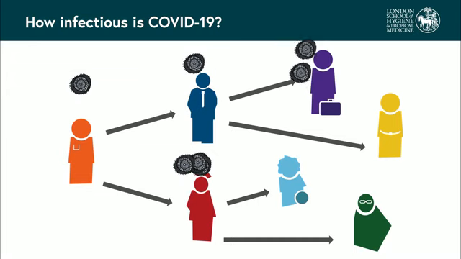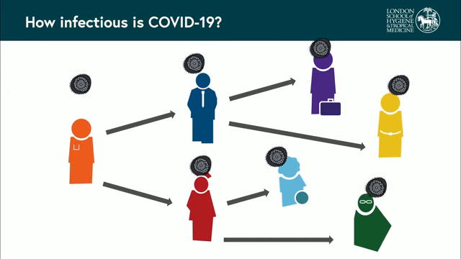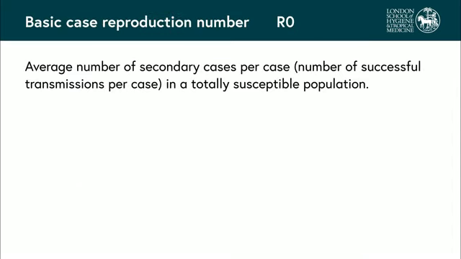those people transmits to two people. You can see that the numbers of people infected would increase quite quickly in the population. And if each person transmitted to three people, it would increase more quickly. The basic case reproduction number R0 is a measure of that spread. It's the average number of successful transmissions per case when everyone in the population is susceptible.